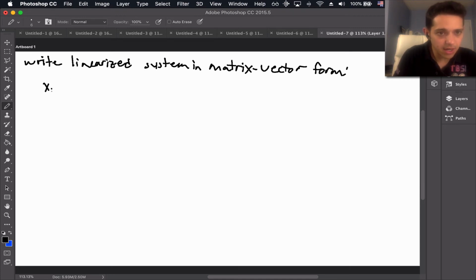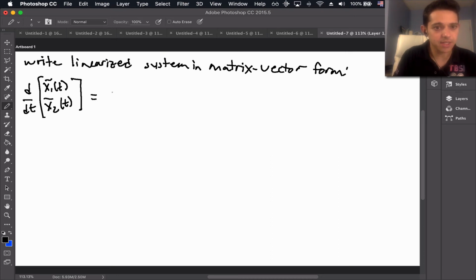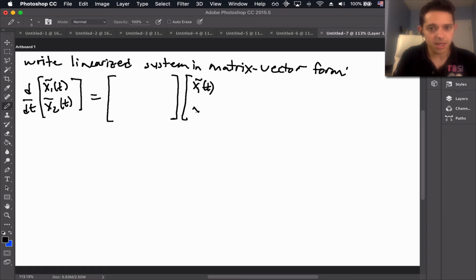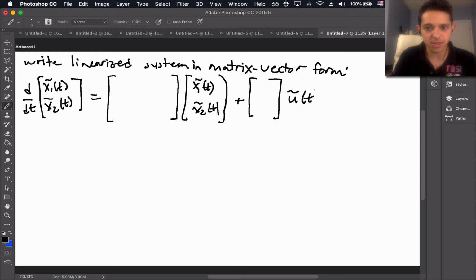So the states are x1 tilde and x2 tilde, and we have its time derivative on the left-hand side. Then we're going to have some A matrix, which will be 2 by 2, multiplying the vector of states x1 tilde and x2 tilde. And then a 2 by 1 matrix, that will be the B matrix, multiplying u tilde.